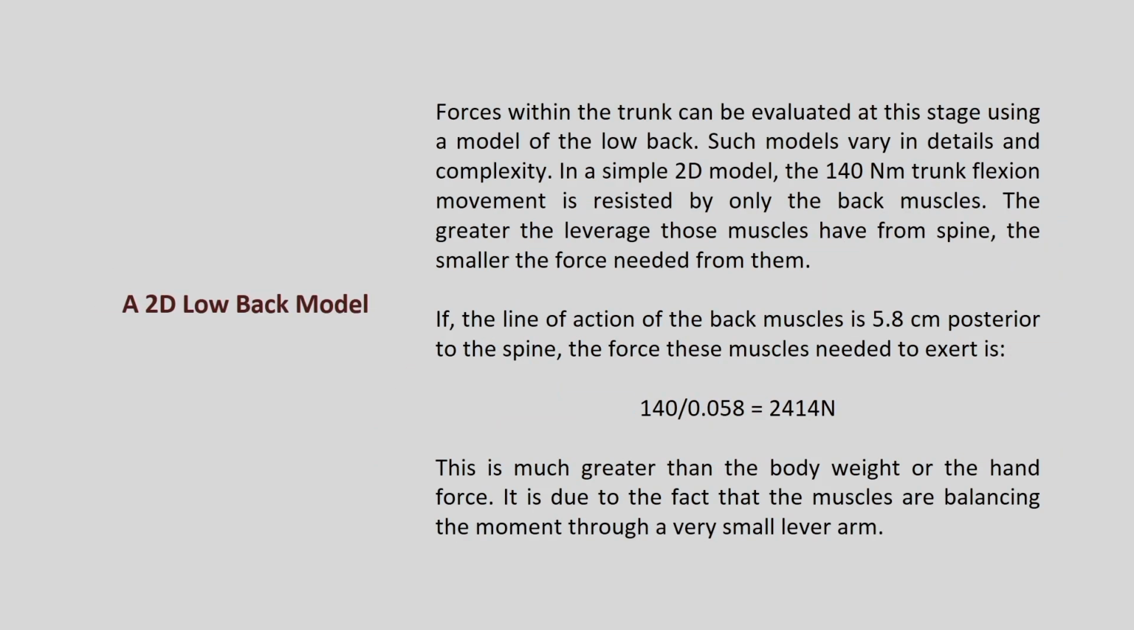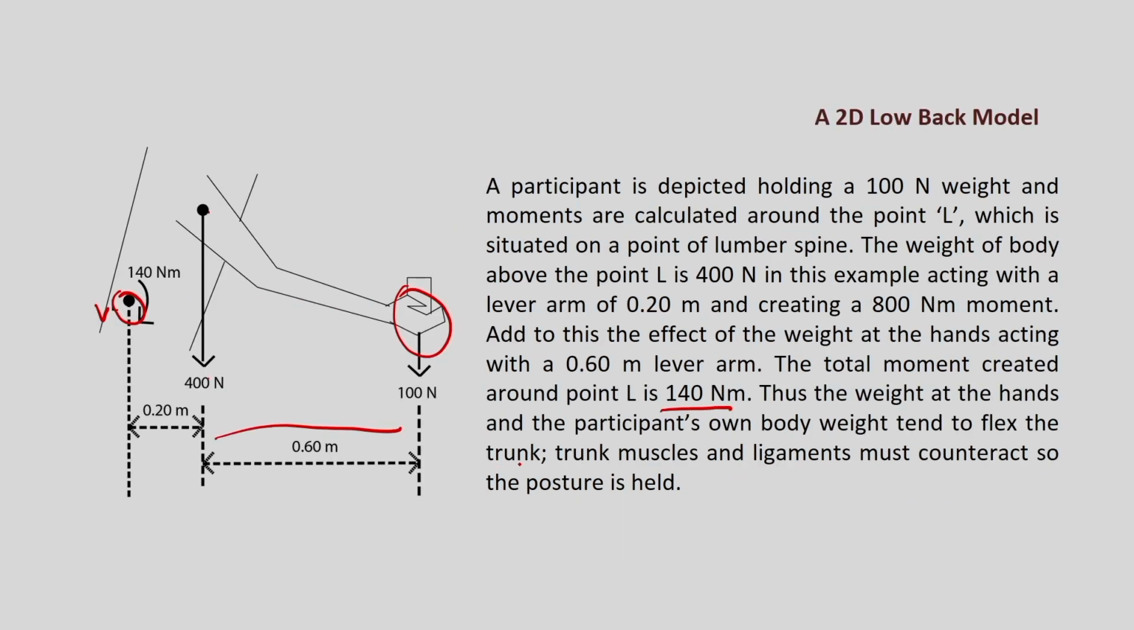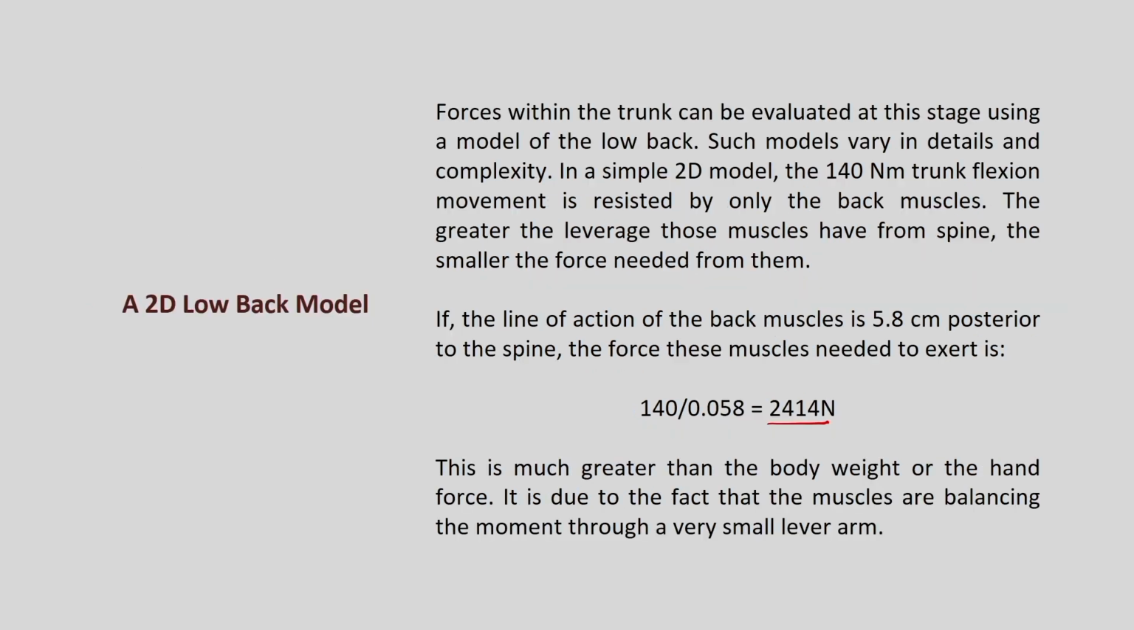Now, if the line of action of the back muscle is, suppose, 5.8 centimeter posterior to the spine, then the force these muscles need to exert is 2414 Newton, because the total is 140 Newton meter at the lumbar joint divided by 0.058. So, 2414 Newton, that we can calculate. Now, here this 5.8 centimeter can change.